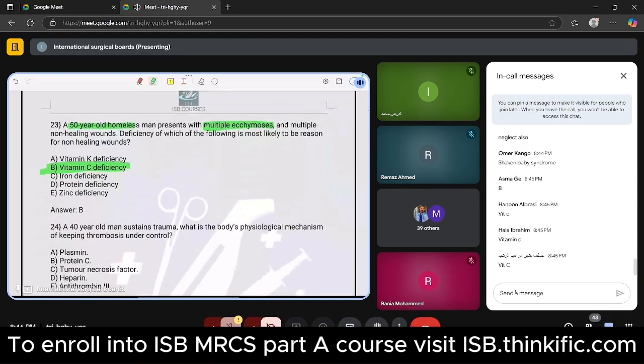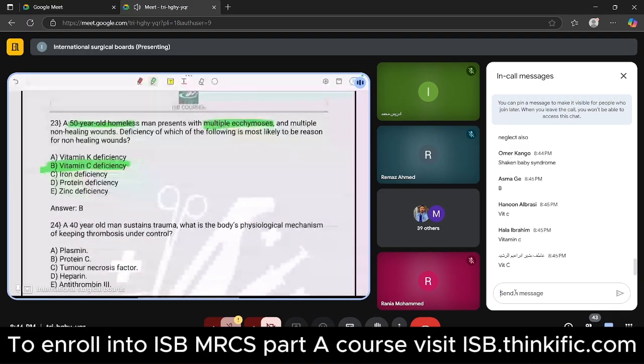Okay, the next question. A 40-year-old man sustains trauma. What is the body's physiological mechanism of keeping thrombosis under control? Protein C, right? Why not antithrombin 3, for example? Or why not plasmin? What's the reason?